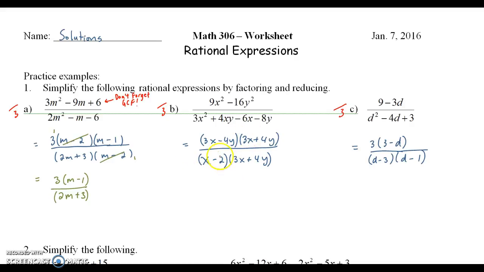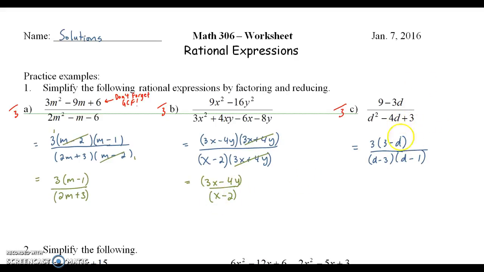Next one, I'm going to be taking a look at the brackets that match. I've got the 3x plus 4y's. In case you didn't realize, that was a difference of 2 squares on the top. And now I'm going to be left with 3x minus 4y over the x minus 2. Brackets, like I said, help protect the terms.